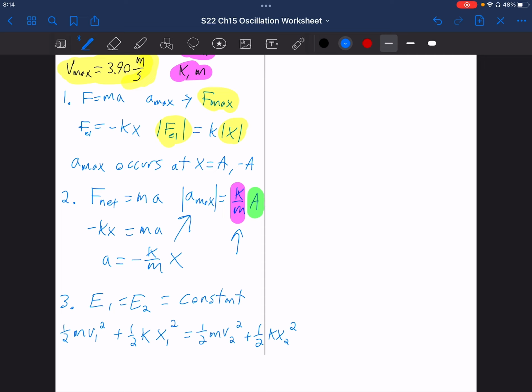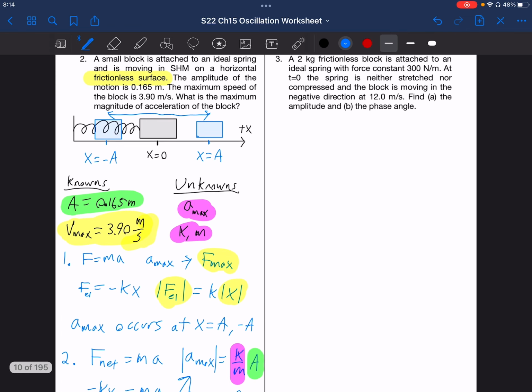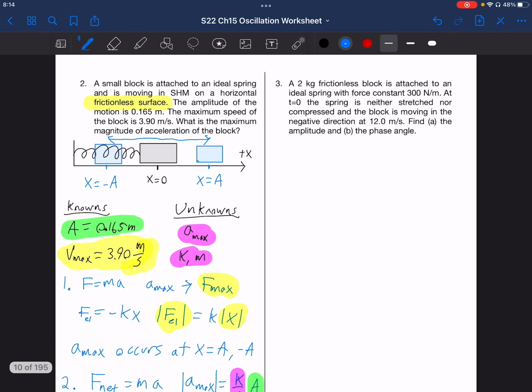Okay. Now we can look at this equation and pick two moments in time. We know that when we're at x equals 0, at this key location, something special happens. That's where we have Vmax occurring, right? The maximum velocity happens as we pass through the equilibrium point. The velocity at x equals A, the max amplitude, is 0. At that point, it's turning around as this block oscillates back and forth.